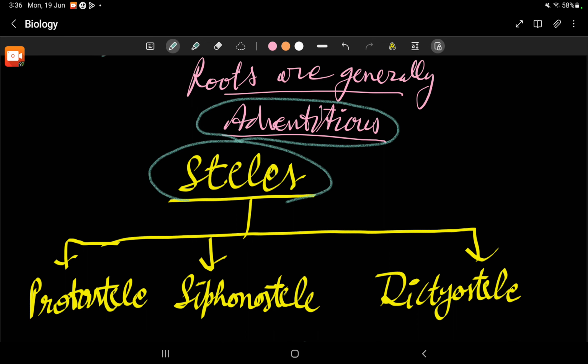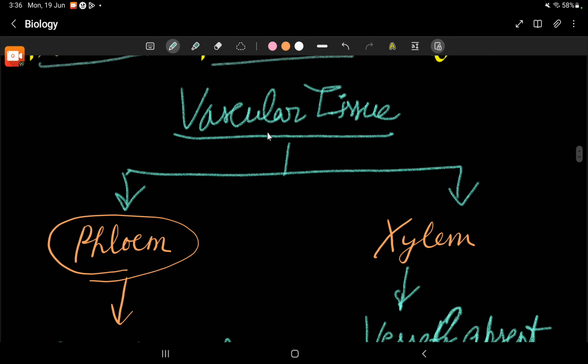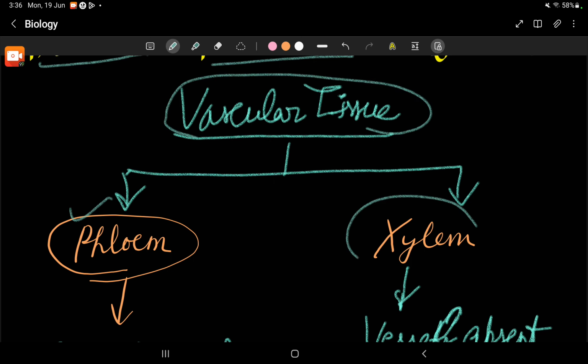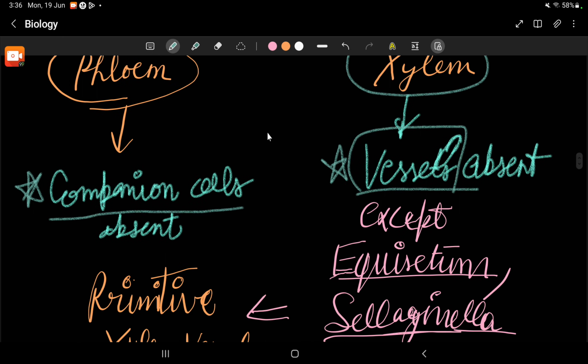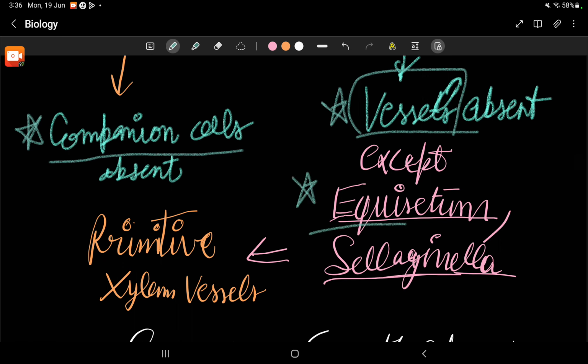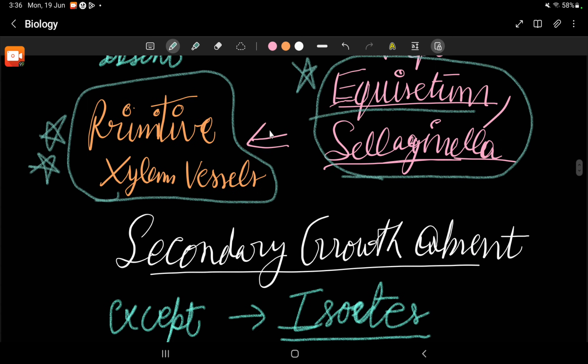Steles: they have a variety of steles, ranging from protostele, the primitive, to advanced siphonostele to dictyostele. Vascular tissue is present, having phloem and xylem, but phloem lacks companion cells. This is a very famous question: which cells are lacking in phloem, and xylem lacks vessels in pteridophytes. Exception is also there, except Adiantum and Selaginella. They both have the primitive xylem vessels. This is a very important question: which pteridophyte has primitive xylem vessels.